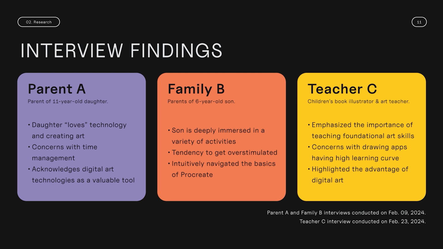Family B has a 6-year-old son who is deeply immersed in a variety of activities, toys, and hobbies, but he can easily be overstimulated. The parents also see the value of digital art, but still maintained how special the physical experience of just a paper and pencil can bring.